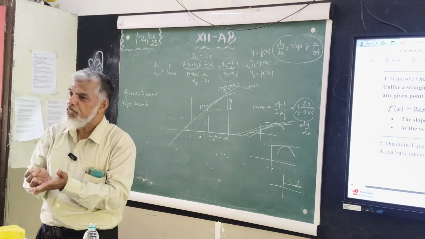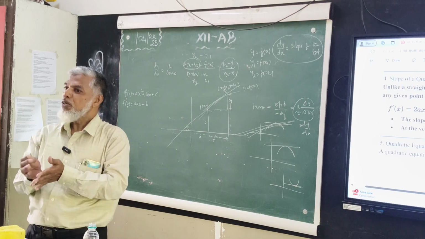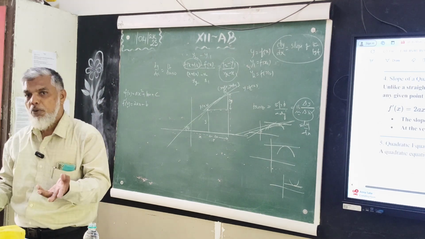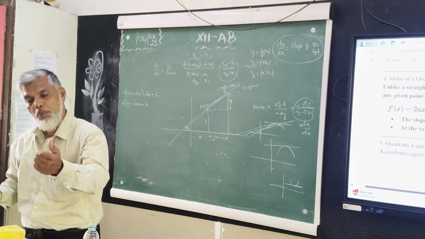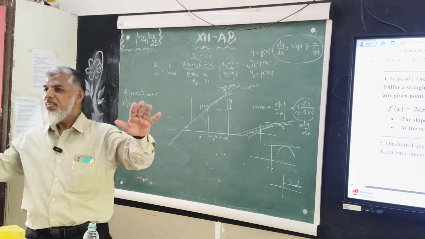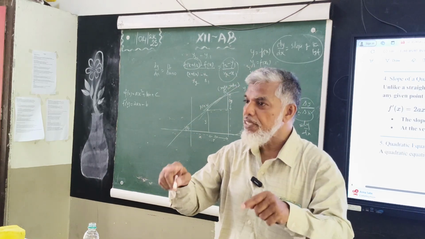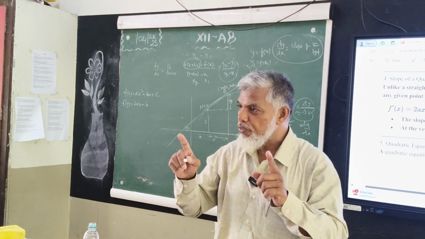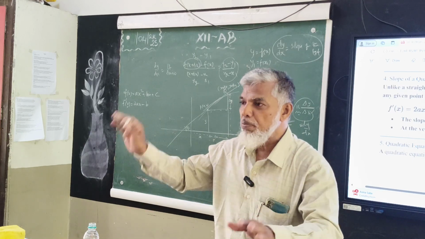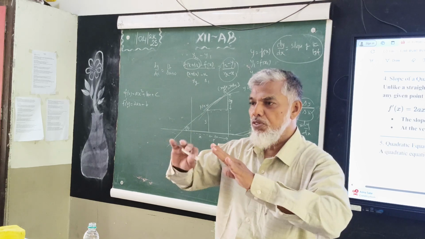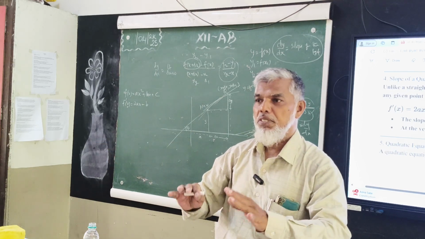How to find the turning points? Tell me. Critical points, turning points, stationary points, all are the same. How to find the stationary points? How to find the critical point? Find the dy by dx, find the f dash of x, that gives 0.